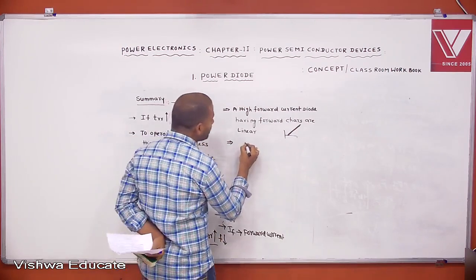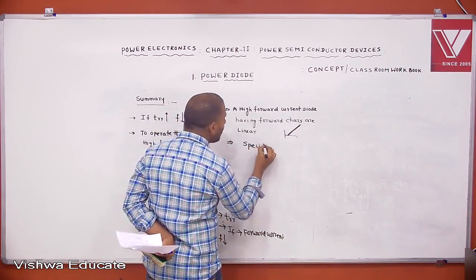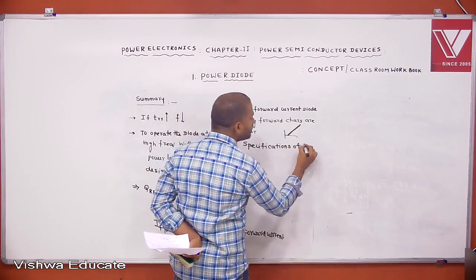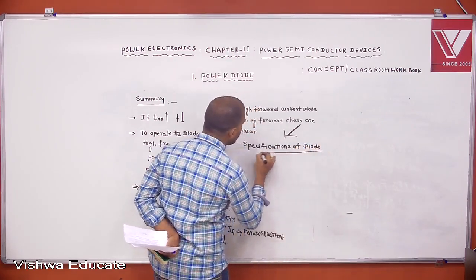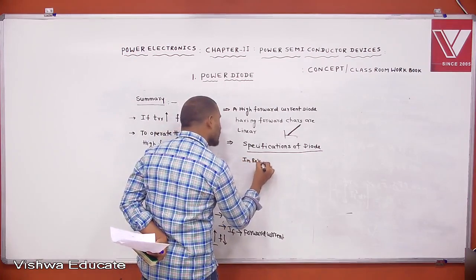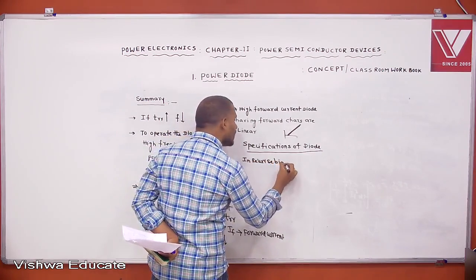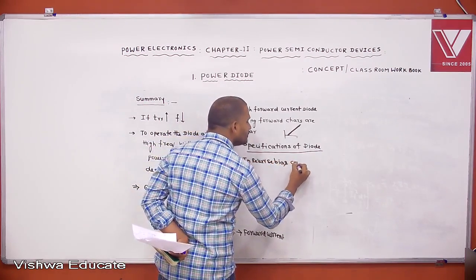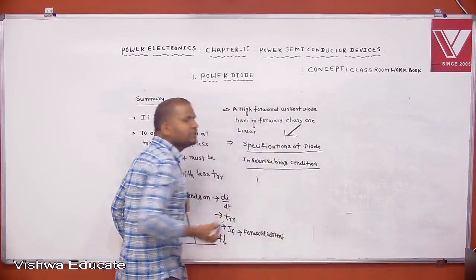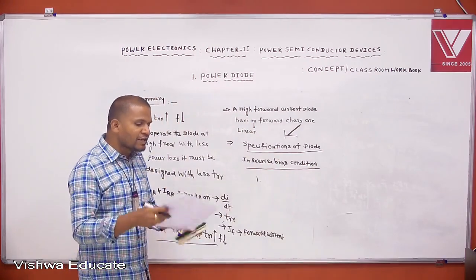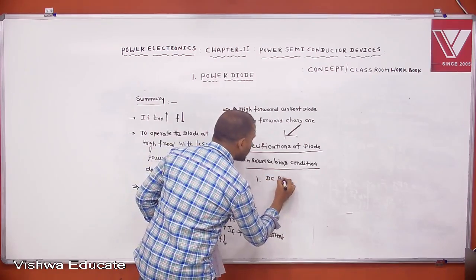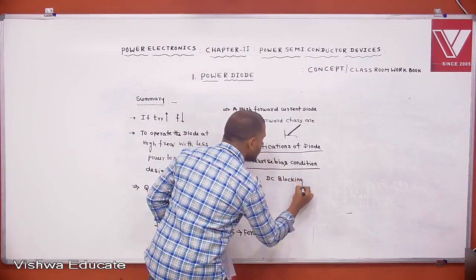Concentrate. What are the specifications? These are the main points to remember, the summary points I am giving. Specifications of diode under reverse bias condition. The first specification mentioned under reverse bias condition is DC blocking voltage.